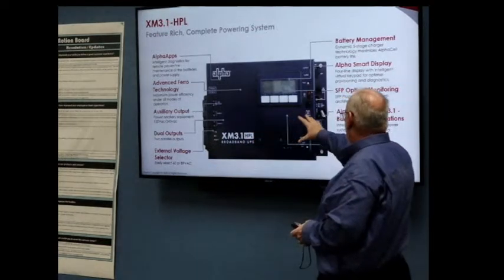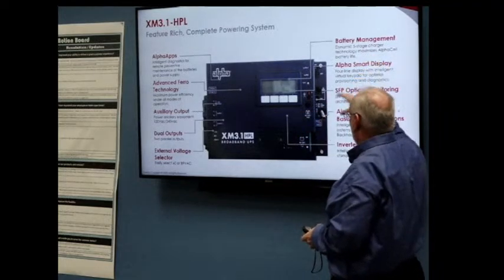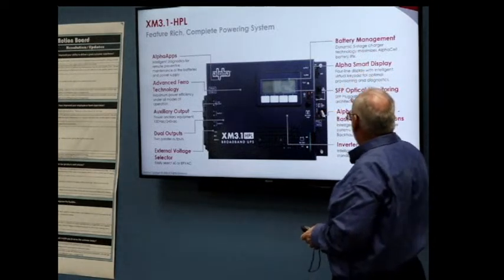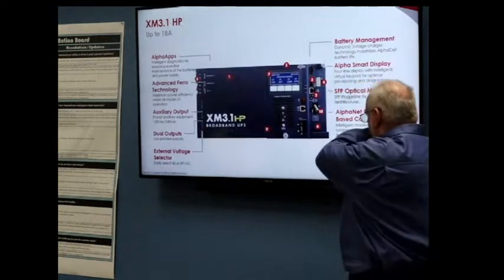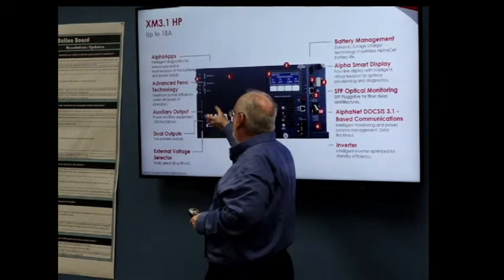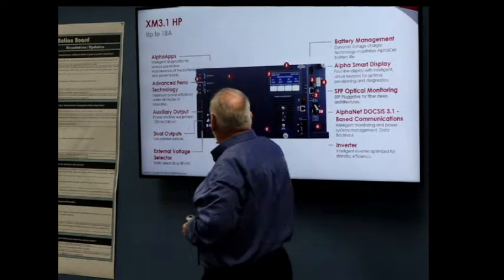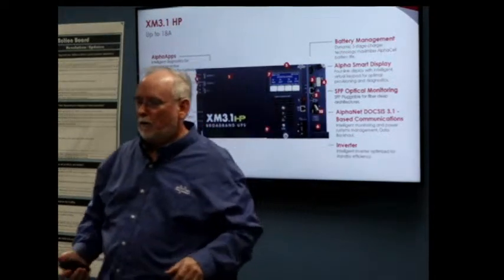It has the same type of inverter, so it's very intelligent. Battery management, just like all the other XM power supplies. Smart display, and then it has the SFP monitoring. This is the same thing. This could be a 909, a 918, but it has the alpha app, same thing, pretty much built in. The difference is that card that I passed around.